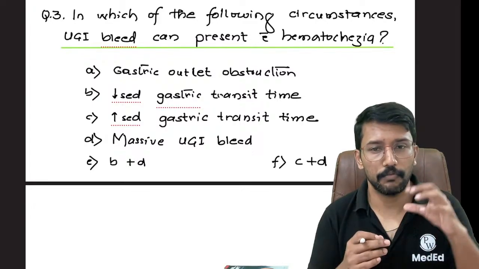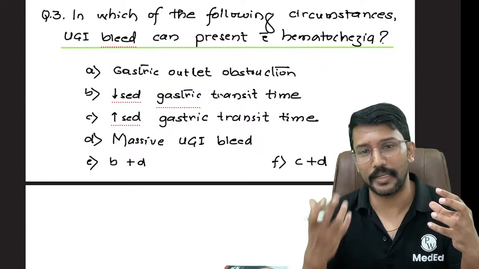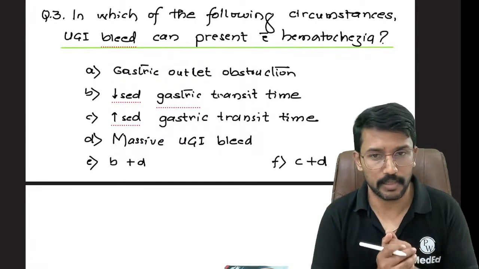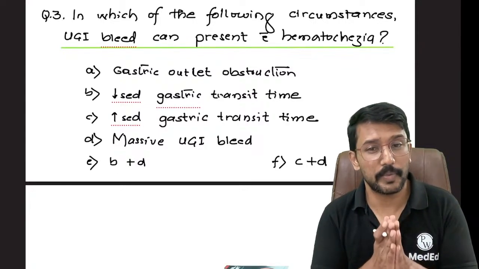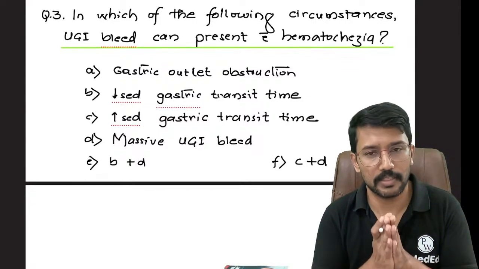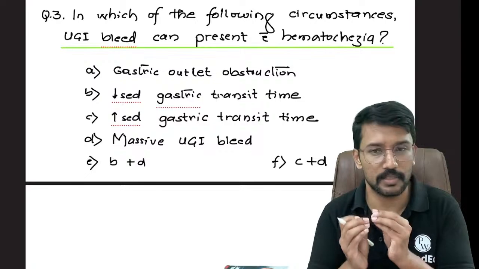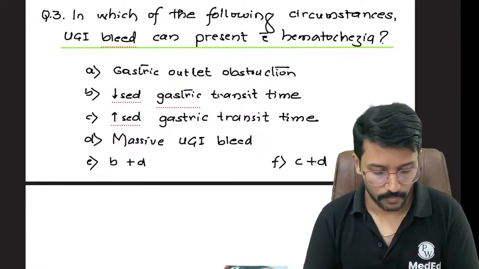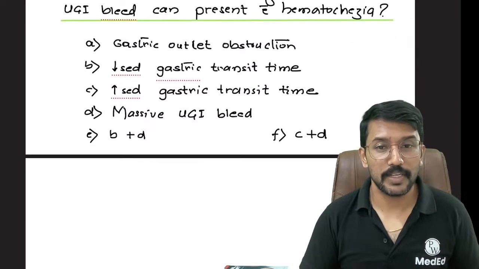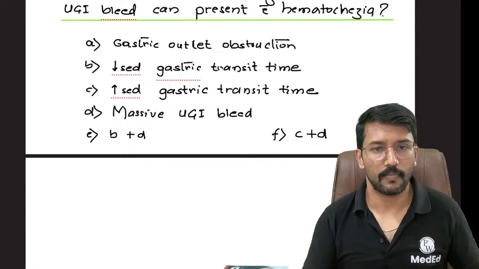So please remember, for the blood to become melena, right, heme to become acid hematine, it needs to spend 14 hours plus time in the GIT, and blood loss should be 50 to 60 ml or more. Please look into the options.